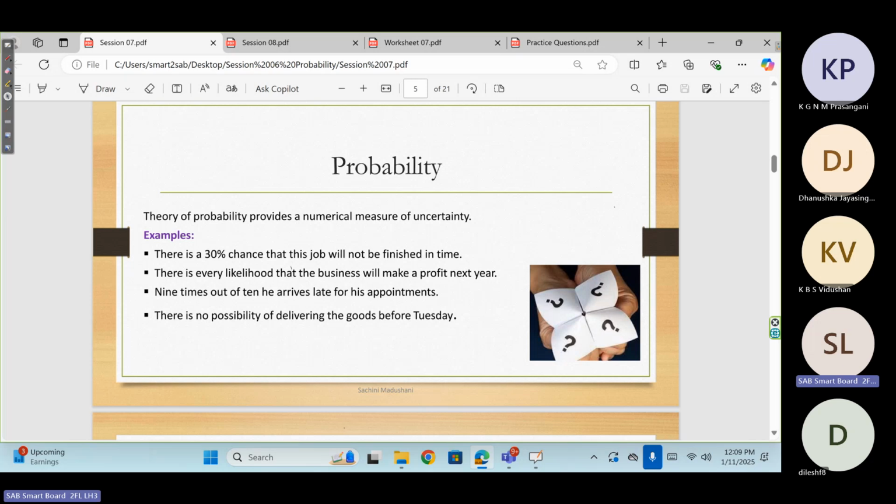And these are the examples. First one, there is a 30% chance that this job will not be finished in time. There is a chance, 30%, not the 100. There is every likelihood that the business will make a profit next year. 9 times out of 10, he arrives late for his appointments. Always it mentions the numerical value, numerical measurement for the uncertainty.